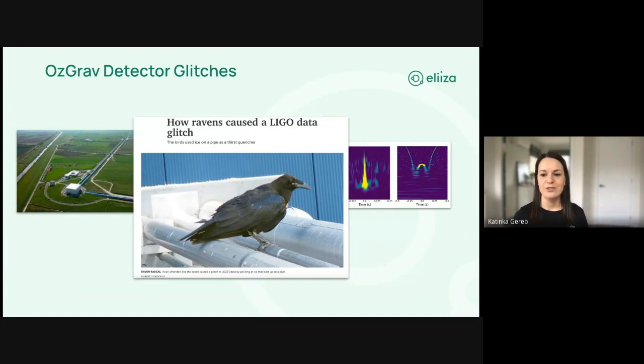So basically droppings from birds disturbing the observations, but really anything from human activity, trucks driving by, even tidal effects can cause problems. And this is an issue because actually glitches come at a significant rate, and they can mimic gravitational wave signals. So they really are just an unwanted noise in the data.